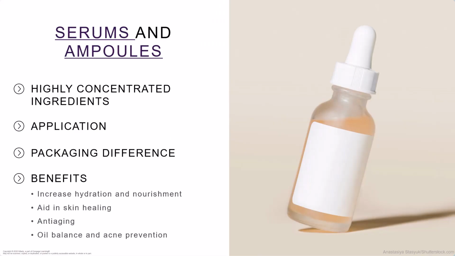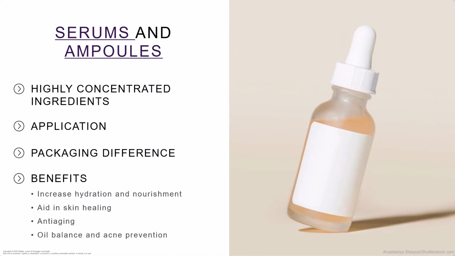Serums and ampules contain highly concentrated performance ingredients, and they're designed to target specific skin conditions and effectively penetrate the skin. They can be applied under moisturizer, mask, or even massage cream, and they can also be used with facial machines in facial treatments. And the biggest difference between the serum and ampule is the packaging. So serums are typically packaged in a pump container or a dropper bottle, and then ampules are in small sealed vials that are like one-time use for a single application.